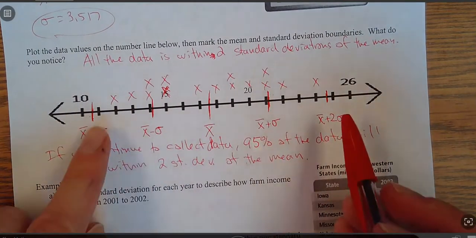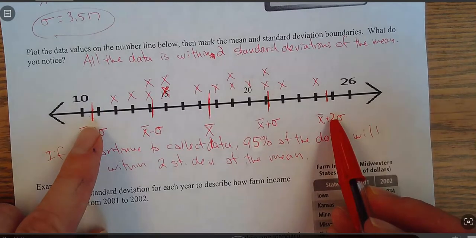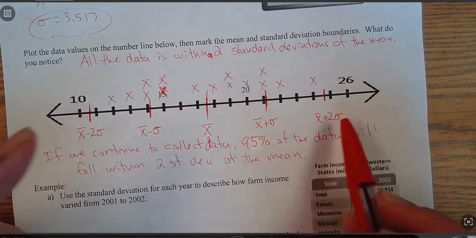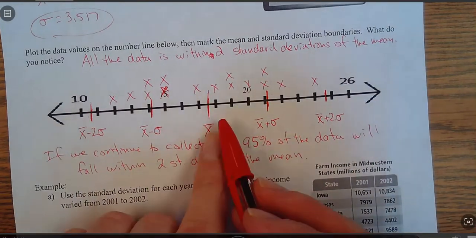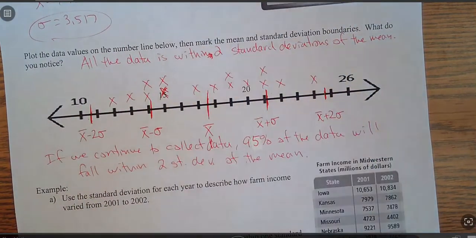But 95% of the time, you'll be within two standard deviations, above or below. So even though this is a span of 4 standard deviations, we say it's within 2, because here's the mean, so you're 2 up or 2 down. You're within 2 standard deviations of it.